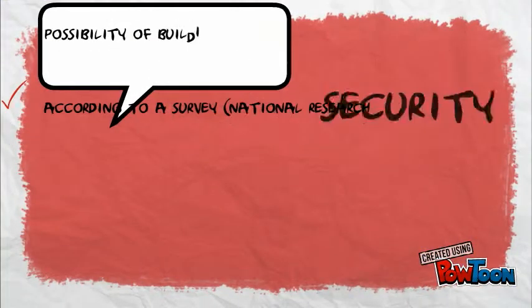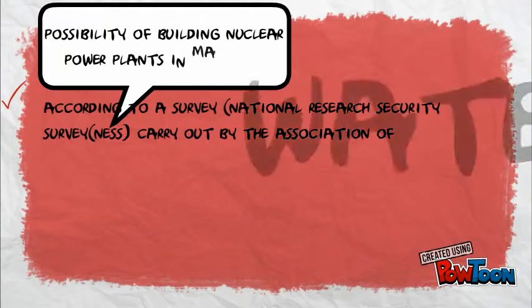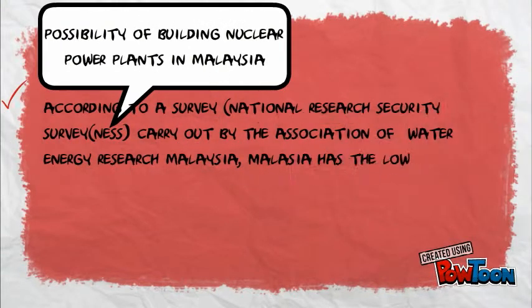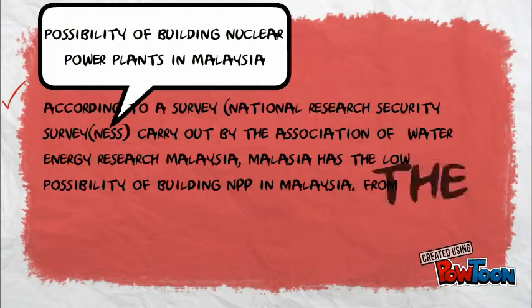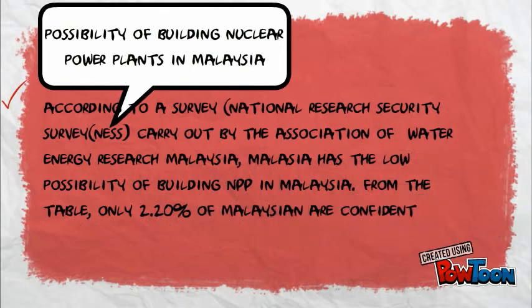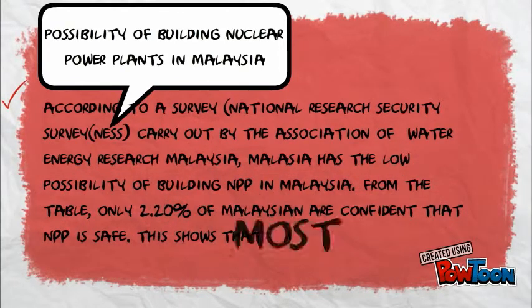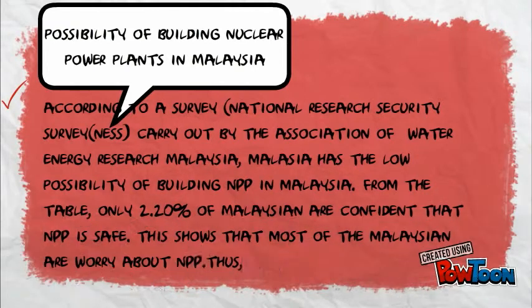According to a survey carried out by the Association of Water and Energy Research Malaysia, only 2.2% of Malaysians are confident that nuclear power plants are safe. This shows that the majority of Malaysians are worried about nuclear power plants. Thus, the possibility of having nuclear power plants in Malaysia is low.